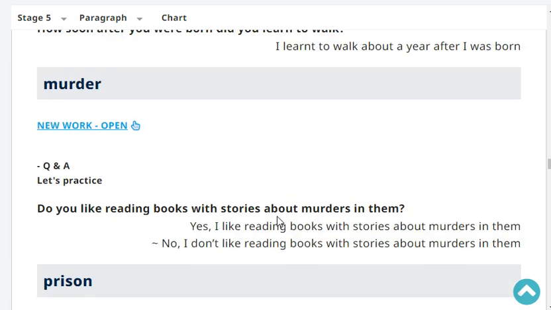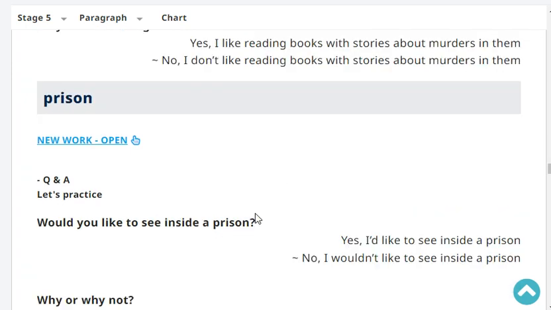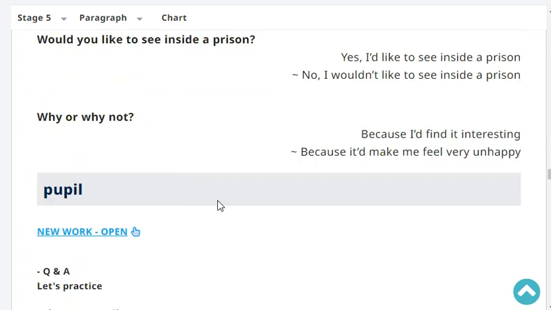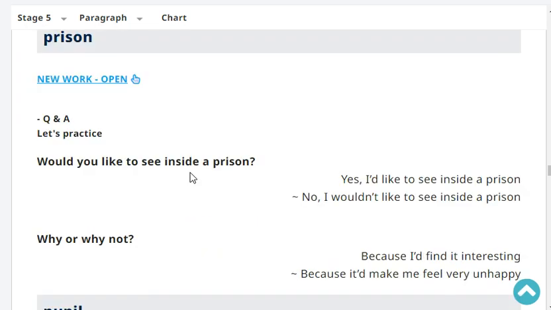Do you like reading books with stories about murders in them? Yes or no? No, I don't like reading books with stories about murders in them. Very good. Would you like to see inside a prison? Yes or no? No, I wouldn't like to see inside a prison. Very good. Why not? Because it'd make me feel very unhappy. Very good.